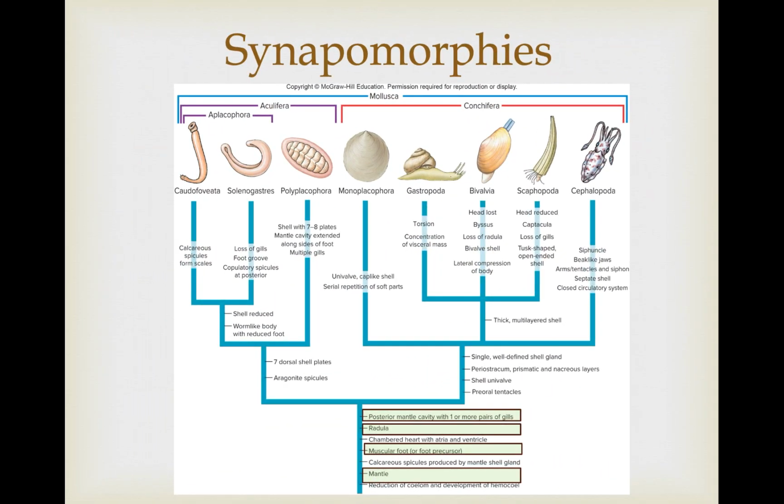So some synapomorphies associated with this group include a posterior mantle cavity with one or more paired gills. Now in the terrestrial forms, the gills have been lost and replaced with a lung, we'll see, but this is an early synapomorphy for the group. They have a radula, a feeding structure that we'll talk about in more detail. We'll also talk in great detail about their muscular foot that is used for locomotion, and the mantle itself that creates the mantle cavity that we discussed above. The mantle is a tissue that surrounds the body and actually secretes the shell in most mollusks.